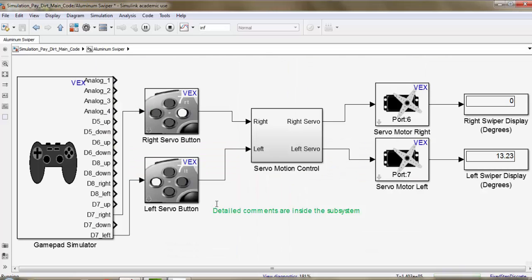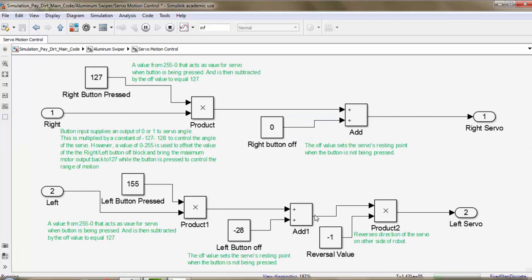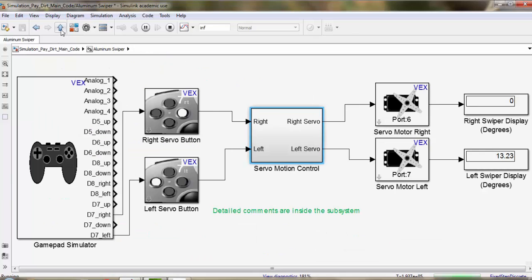Our aluminum swiper is used to collect the aluminum from underneath the broken pipe. This works by our button input being multiplied by a value from 0 to 255. This can be seen here more clearly in the lower region than in the upper region. The output can be shown here.